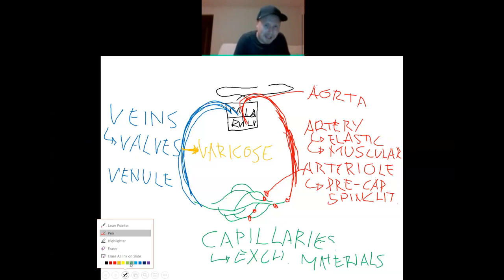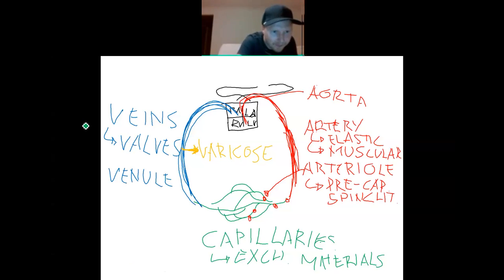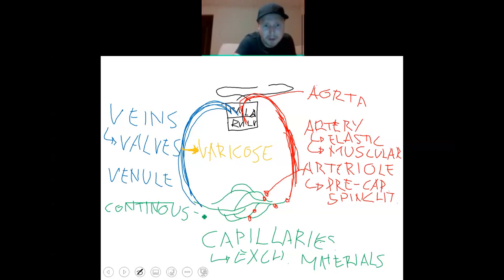So in capillaries, okay, let's do it quickly and then we'll wrap up. So in capillaries, we had continuous capillaries. So you remember on these ones, the wall, there were no gaps at all. All of these simple squamous cells were laid out in a way that there were no gaps in between them.